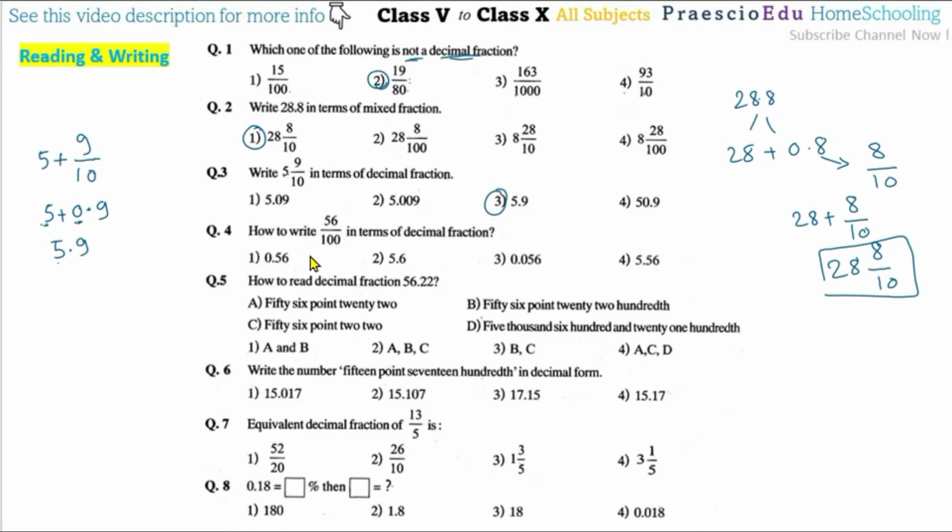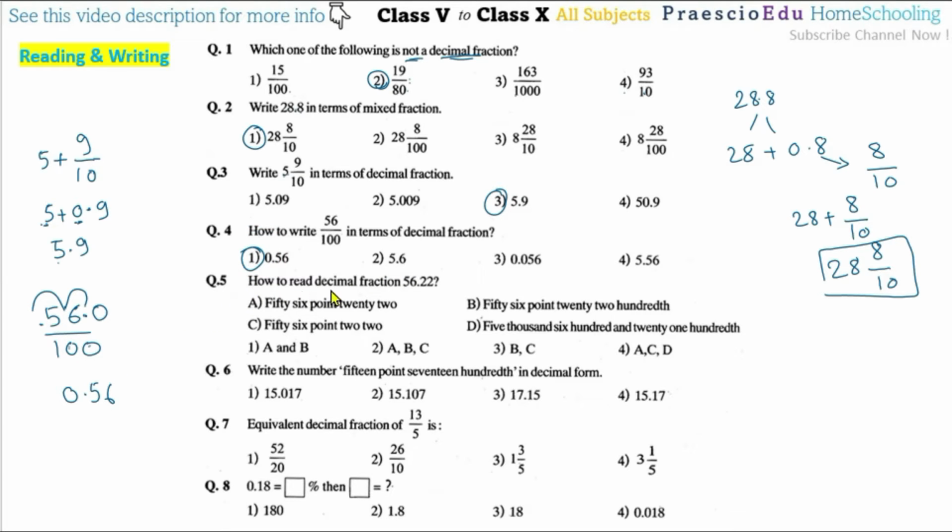Now question number 4, how to write 56 by 100 in terms of decimal fractions. 56 is an integer, which we can say is 56.0. After dividing by 100, we have to shift the decimal point to the left side. One shift means divided by 10 and another shift means divided by 100, so it comes to 0.56. This is given in option number 1.